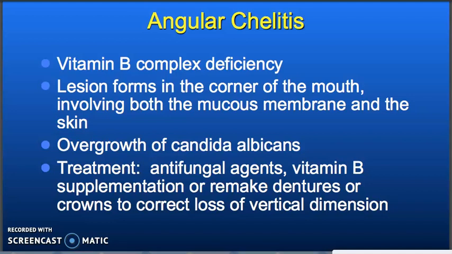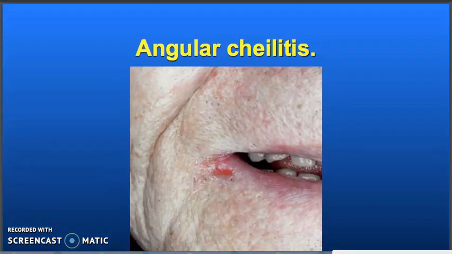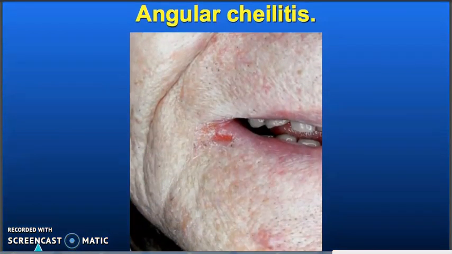A lot of people that wear dentures will suffer from this because the mouth is overclosed. They don't have enough of what we call vertical dimension. So they might need to remake their dentures or their crowns to increase that vertical dimension. So looking at the picture here, I bet you've seen this before, angular cheilitis. You notice it is involving the lip, and it extends to the tissue, and it really is this whole area here. It goes up and comes back down into here. So this can be very sore.